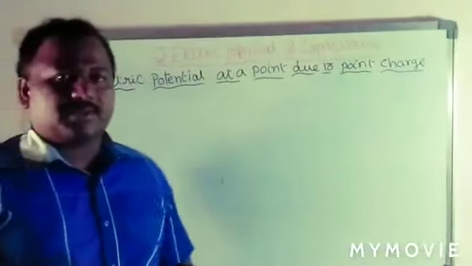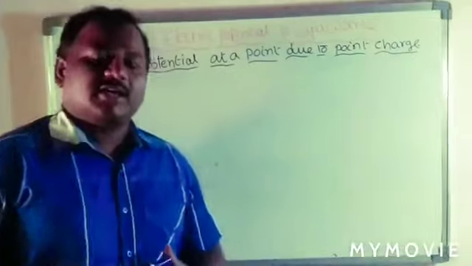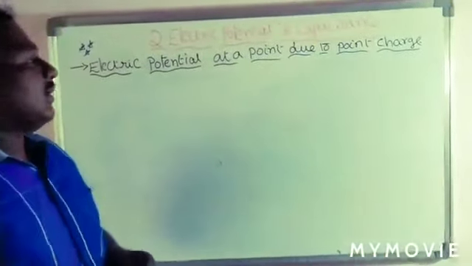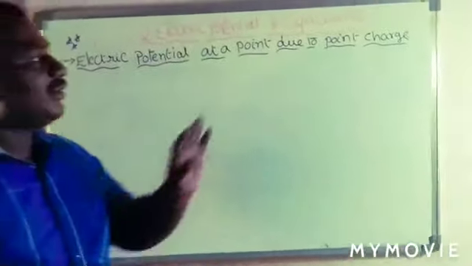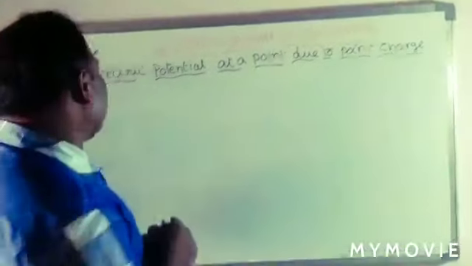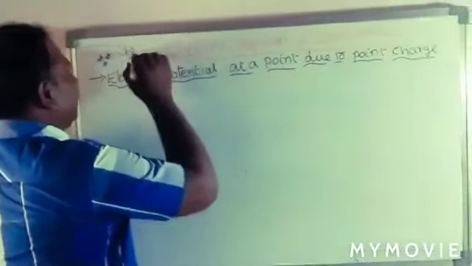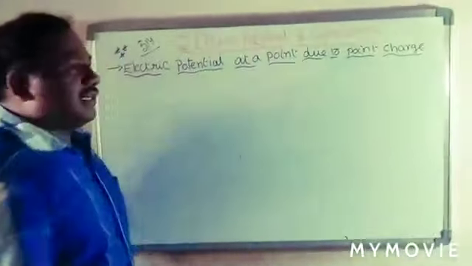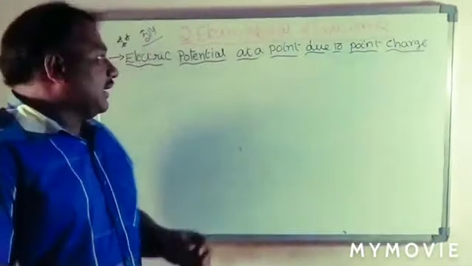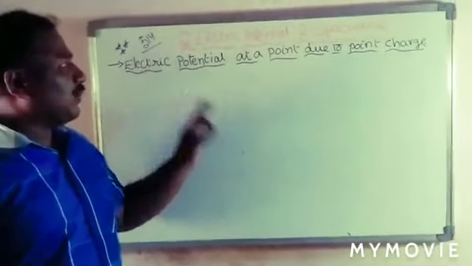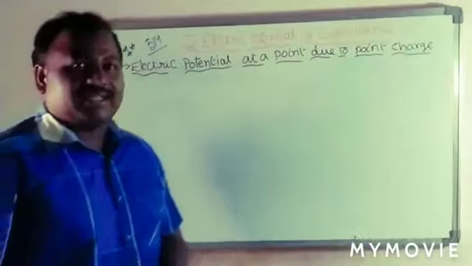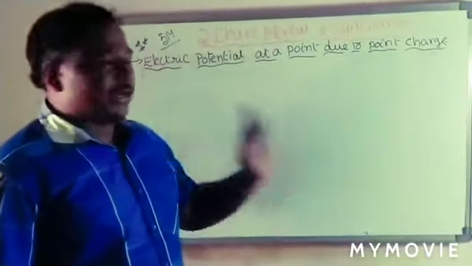We studied the definition for electric potential. Now we derive the electric potential at a point due to a point charge. This is an important question. It is a 5-mark question, an important one. Here we have to find the electric potential at a point due to a point charge.